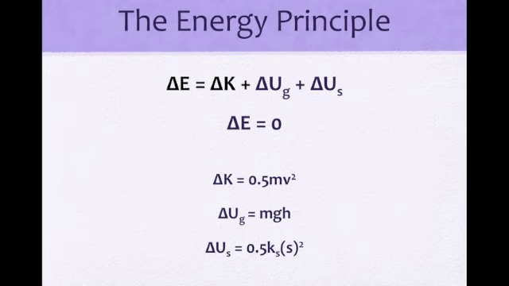Even though we know that delta E is zero, it is important to be aware of the components of delta E and their values, so we can later write the code for the computational model. Delta K equals 0.5 mv squared, delta UG equals mgh, and delta US equals 0.5 ks times s squared. It is important to note that we do not know all of these values immediately. Some have to be calculated based on model data. That will be discussed later in the lab report.